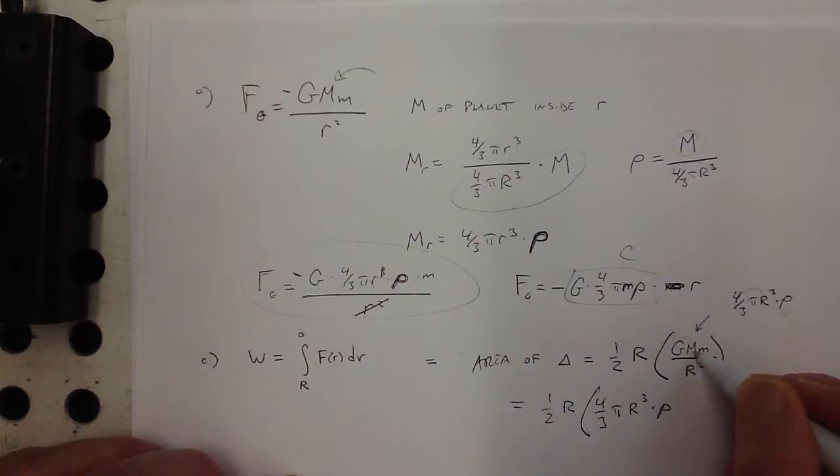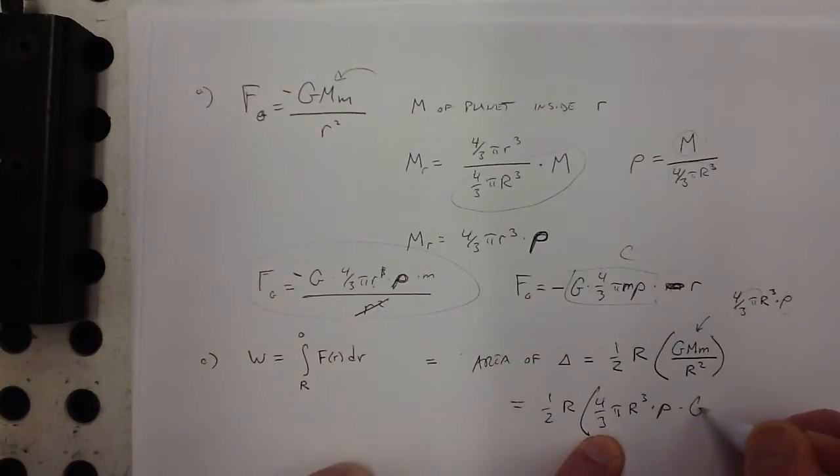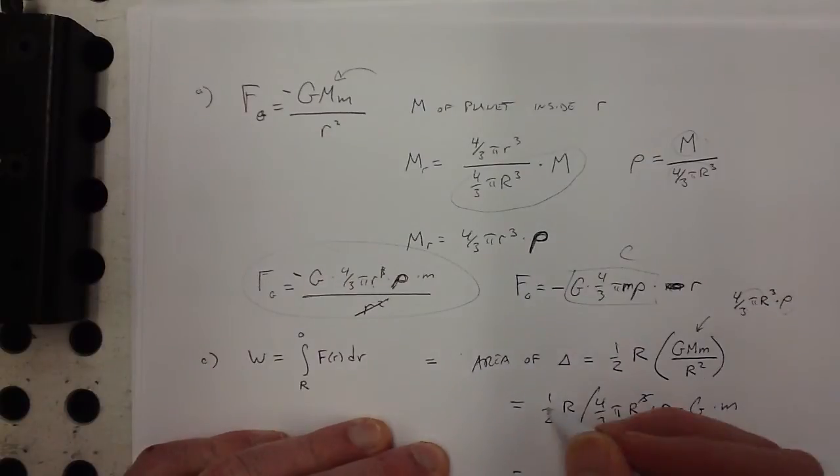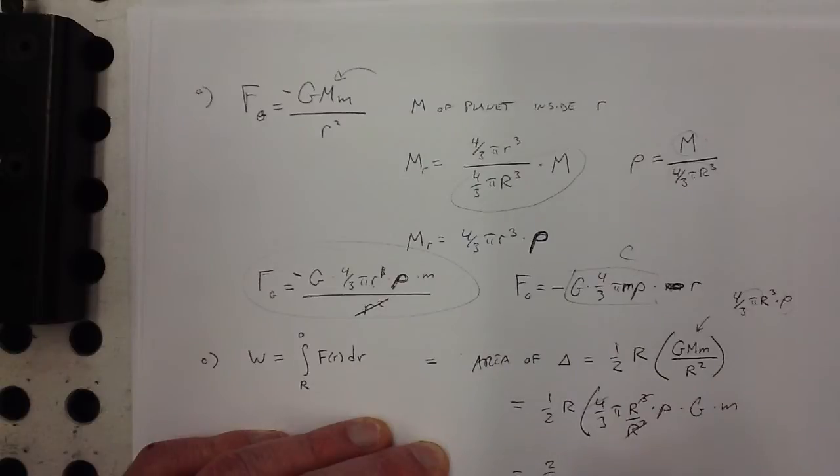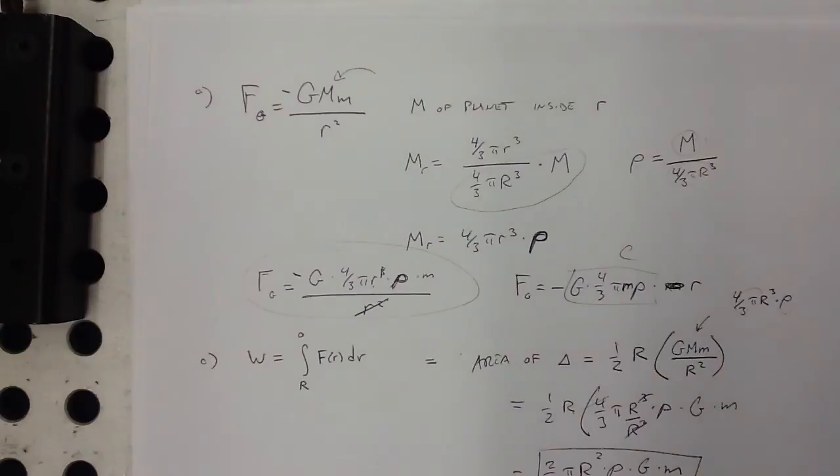What did I miss there? I just plugged that in for that, and I left out the G and the small m, and that's all over r squared. I'll put that there. So that gives me, let's see, 2 cancels out here, so I have 2/3 pi, there's an r, and there's another r, so 2/3 pi r squared rho G m. I better check that. It's a crazy looking answer, but that's what I got.